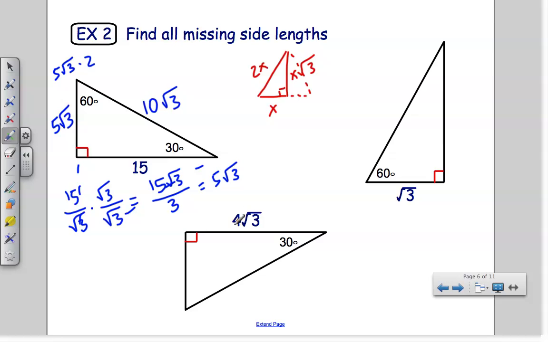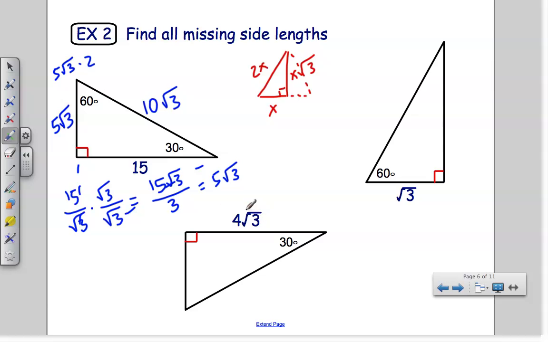Alright. Let's try this one here. Oh man, it looks like once again I am given the long leg of this 30, 60, 90. Here's my short leg. Here's my hypotenuse.